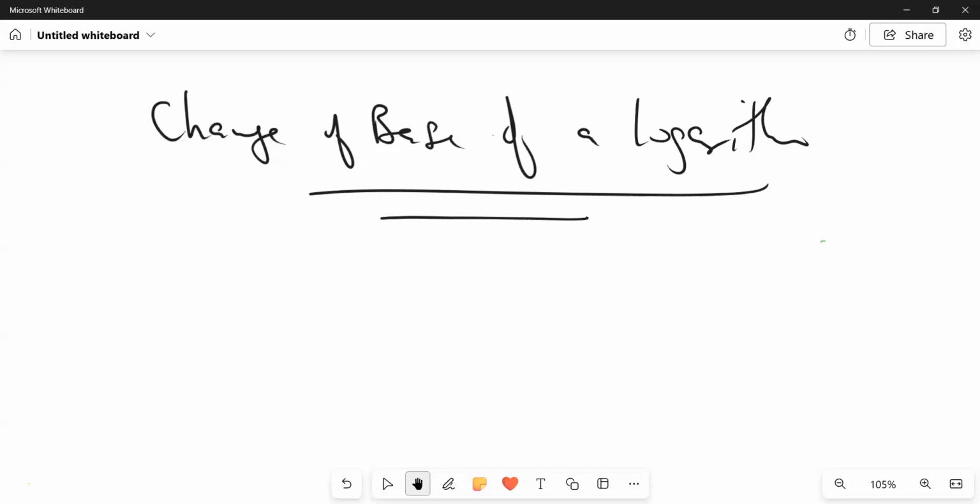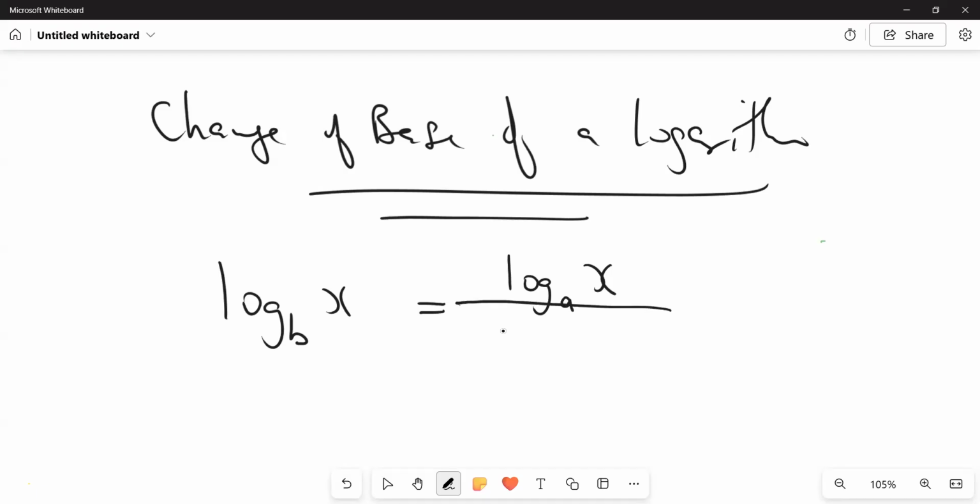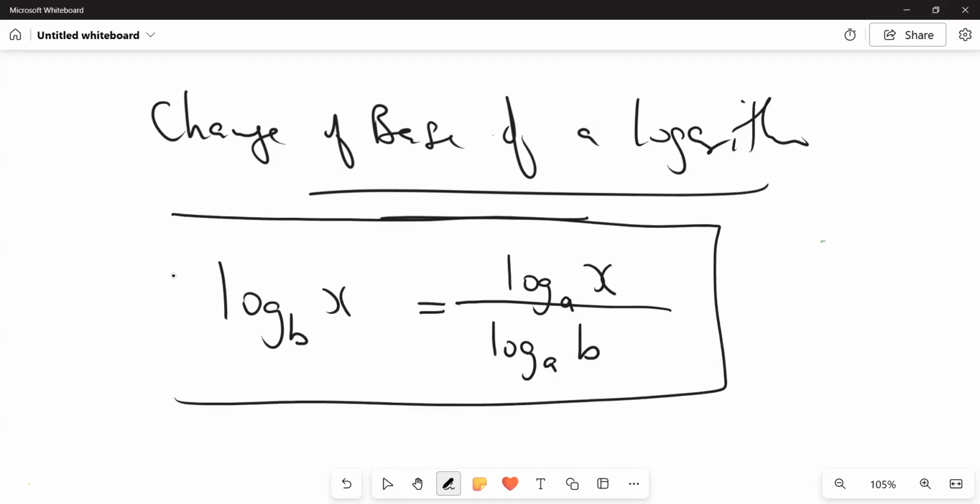So let me illustrate with an example. If you have the logarithm of x with a base of b, but maybe you don't have a calculator that has base b. You want to change it to maybe base 10 or base e. Well, this is the formula for it. The logarithm of x with a base of a, because you're changing the base to a, over the logarithm of b with a base of a. And this is a very valuable formula, where you can change the base.